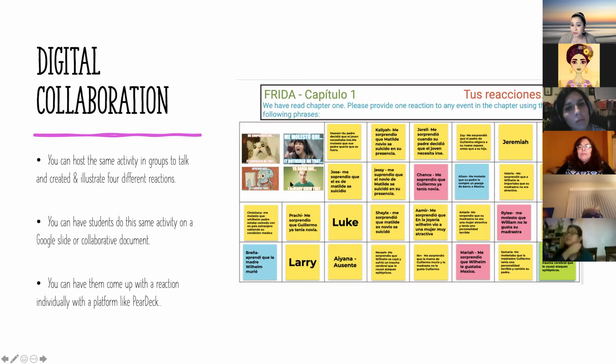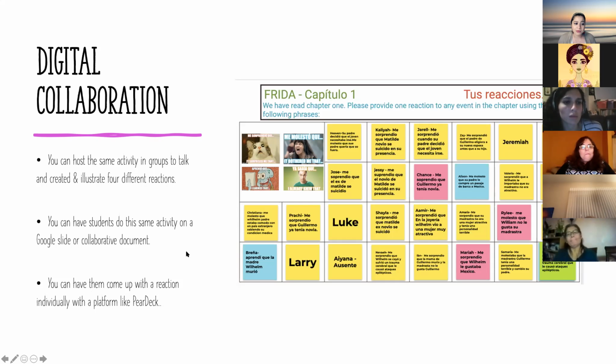You can get them collaborating, and you can put them in breakout rooms as well. And instead of having this template, you can just put them in breakout rooms and have them come up with 4 reactions. And then they can put their heads together and pick the 4 reactions, and then come back, and you can call in different groups to tell you 1 reaction each. And just so that they can collaborate and discuss the novel in little groups.